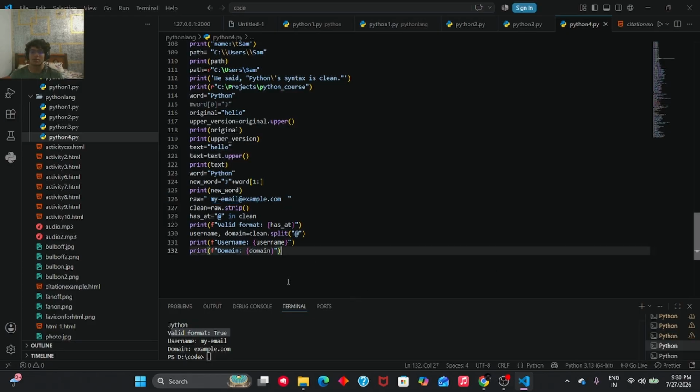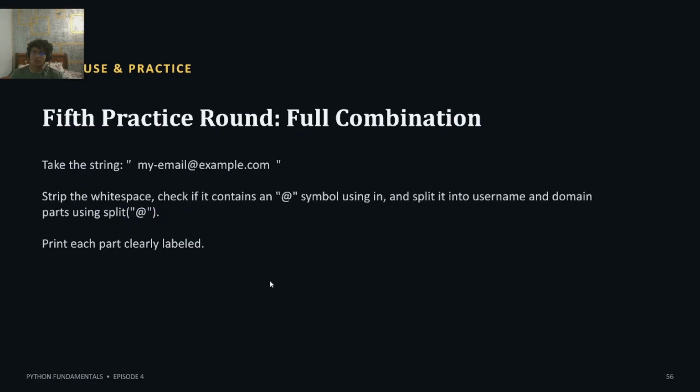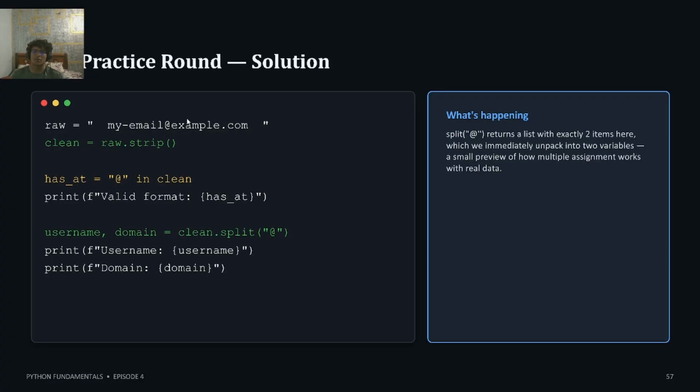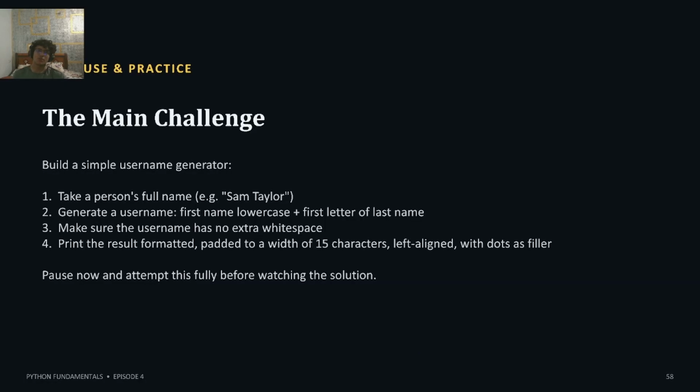Okay, remember this. Moving on to the next one. Let's check the answer first. You can check the syntax from here. What happened here? Split at the rate returns a list with exactly two items here, which we immediately unpack into two variables, a small preview of how multiple assignment works with real data. Now let's move on to the next one. Next one, this is the main challenge. Just pause and try this question by yourself.